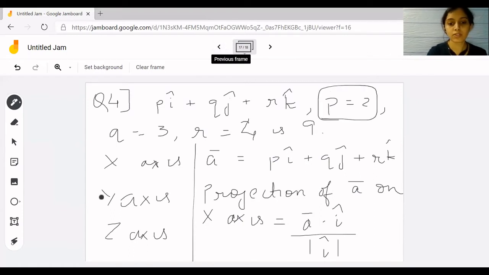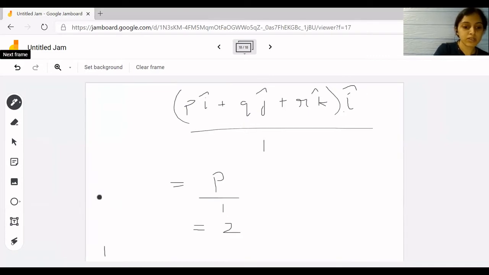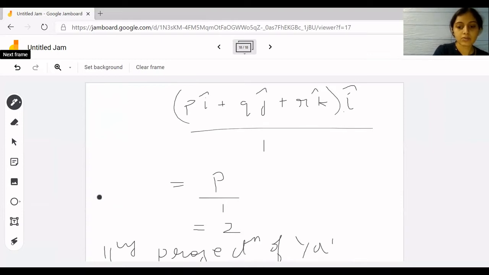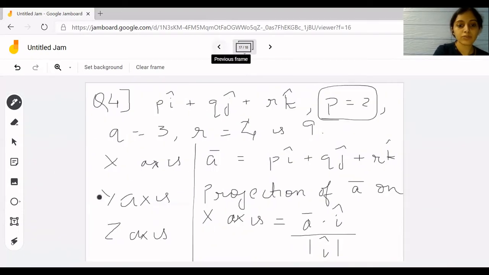So for the x-axis, we did the dot product with i cap. For the y-axis, it will be the dot product with j cap, and for the z-axis, the dot product with k cap. So you can write over here similarly, the projection on the y-axis is equal to q, and what's the value of q? 3.